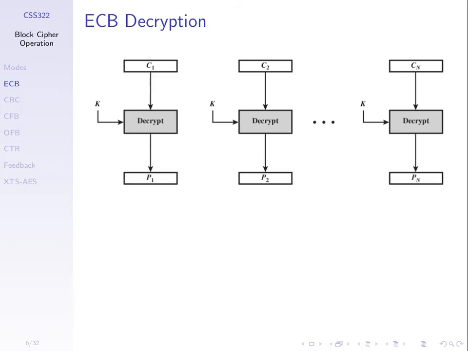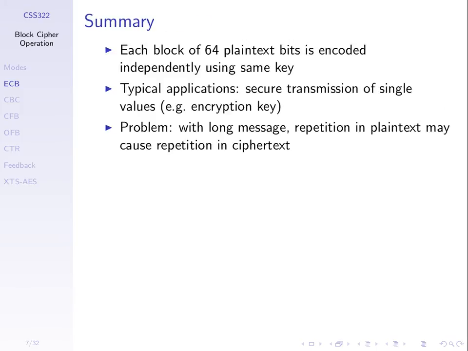So let's look at some other modes of operation which are more secure than ECB. The problem with ECB is that with a long input message, repetition in the plain text will cause repetition in the ciphertext. That's bad. It's okay if we have short messages, as there's a very small chance to get repetition in the plain text, so it's not a problem there. But with anything long with multiple blocks, it's not good.